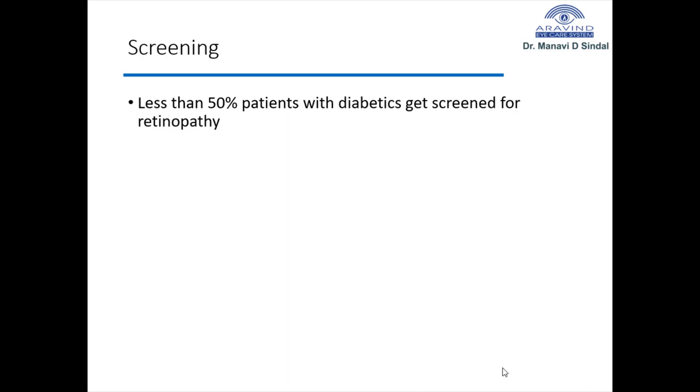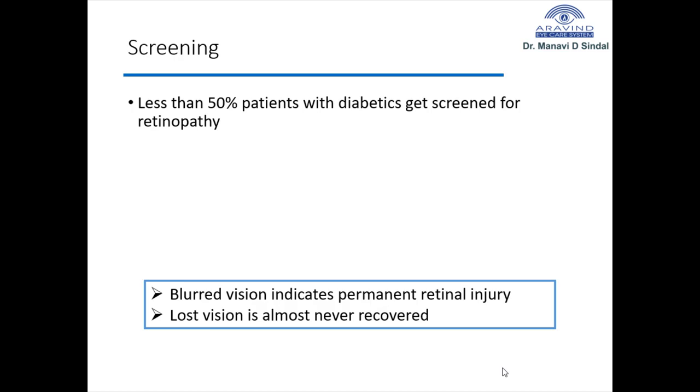So screening is very important. Like we have seen now, early stages are asymptomatic. In fact, even proliferative disease, which occurs in the periphery, can be asymptomatic until and unless it bleeds or it causes a tractional detachment, which is an advanced damage. But less than 50% of patients get screened for diabetic retinopathy. And we need to remember that once vision is blurred, the damage which occurs is permanent and a normal vision can rarely be recovered. And hence, every type 2 diabetic should be screened at the time of diagnosis, because type 2 diabetes can be silent.